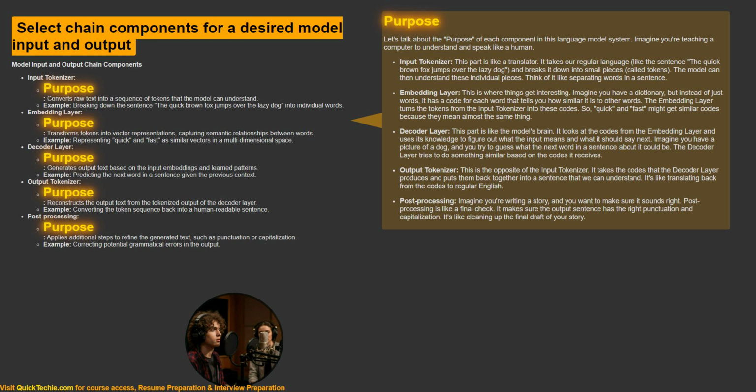Output tokenizer. This is the opposite of the input tokenizer. It takes the codes that the decoder layer produces and puts them back together into a sentence that we can understand. It's like translating back from the codes to regular English.